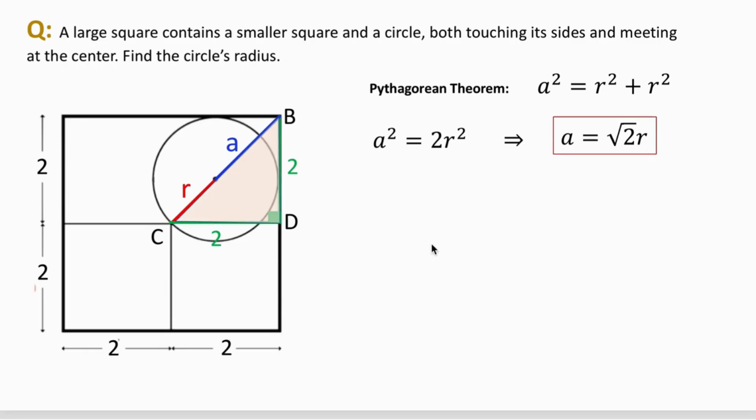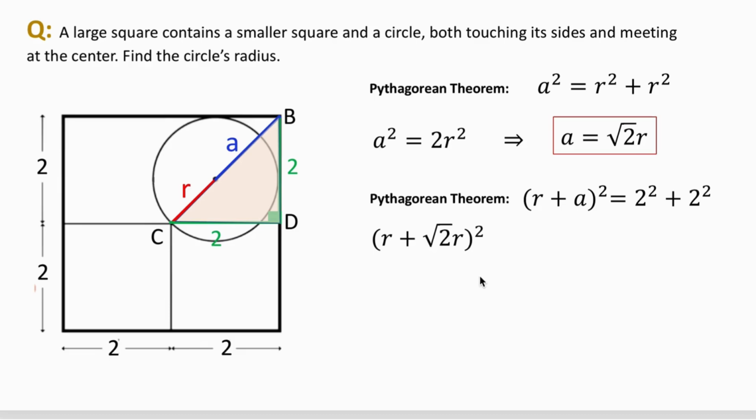Again, we can use the Pythagorean theorem for this triangle. The hypotenuse is R plus A. If we replace A, the left side of this equation becomes this, and instead of the right terms, we can write 8. By taking the square root of both sides, we get this equation. We replace 8 by 4 times 2. If we take 4 outside of the square root, we get 2 square root of 2 for the right side.